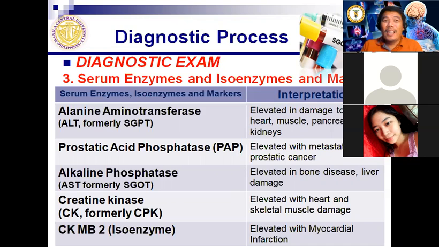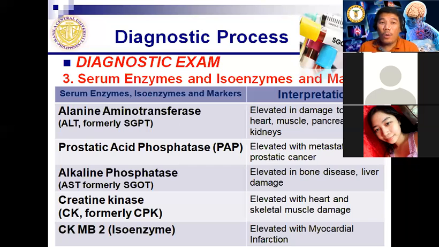Let us now proceed to diagnostic examinations of serum enzymes and isoenzymes. Actually, class, I have included this because this will guide you if there are problems on a specific organ. This will guide you on what specific test can be done. Just like, for example, alanine aminotransferase or ALT. This is the former SGPT. SGPT or alanine aminotransferase, these are diagnostic parameters if there are problems primarily with the liver.